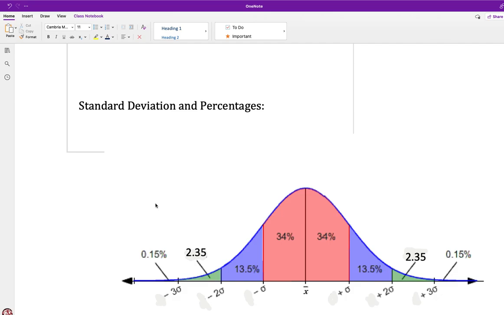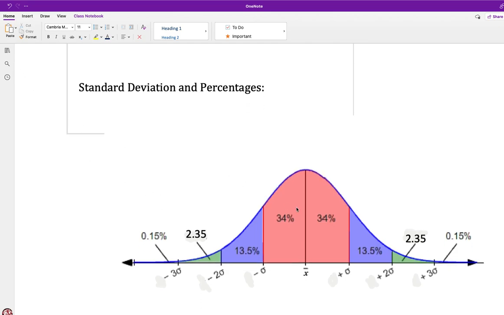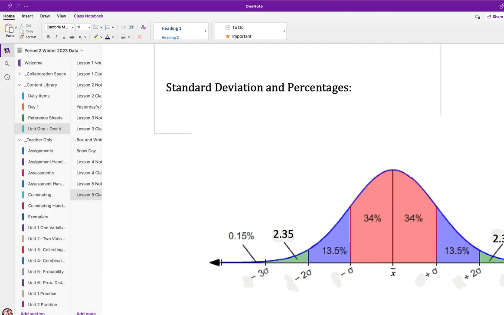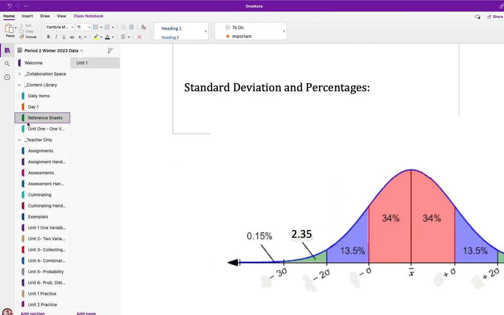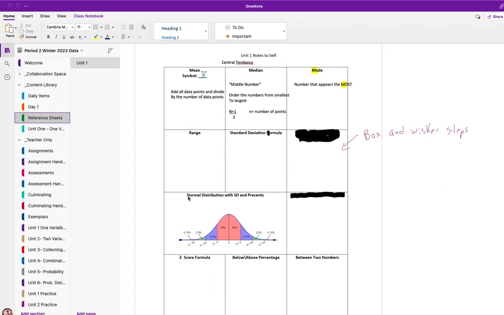I know some people are writing this down. Don't write this down right now. I'm going to give you time. Here's the most important part almost of the course: understanding this bell curve. So let's write it down first. You can write it in your notebook, but as well, I want this to go right here in your notes of self. Normal distribution with standard deviation and percents.